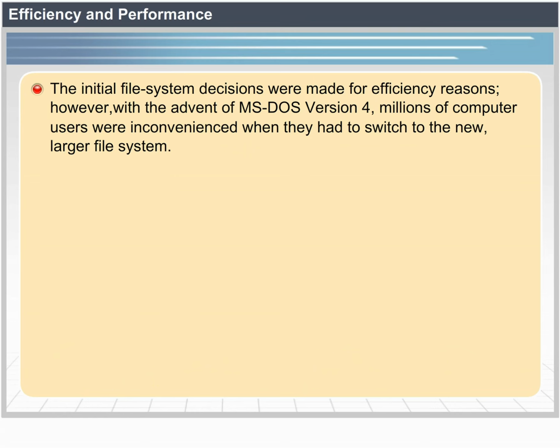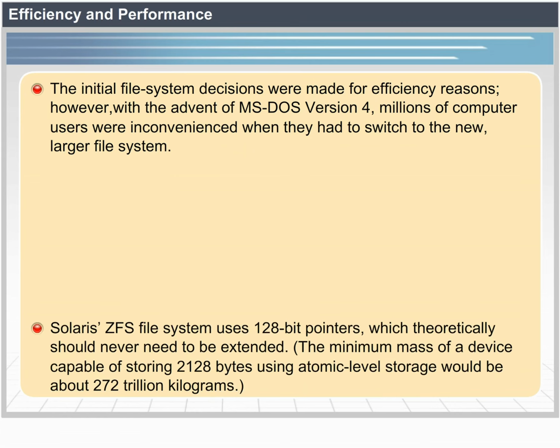The Solaris ZFS file system uses 128-bit pointers, which theoretically should never need to be extended. The minimum mass of a device capable of storing 2^128 bytes using atomic-level storage would be about 272 trillion kilograms.